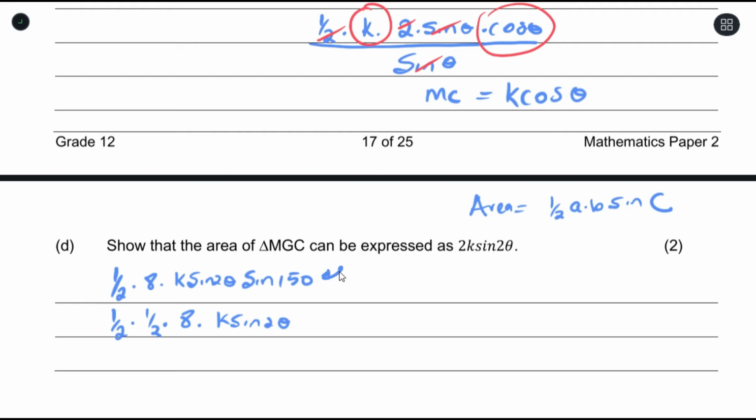Because this whole thing here gives you half. Because remember, it gives you sine 30, which also gives you half. So half times half is 1 over 4. 1 over 4 times 8 is 2. So I just have 2k sine 2 theta, which is exactly what these guys wanted over there. And that's it. That's your area. Well done.